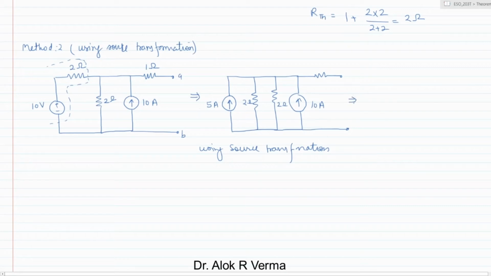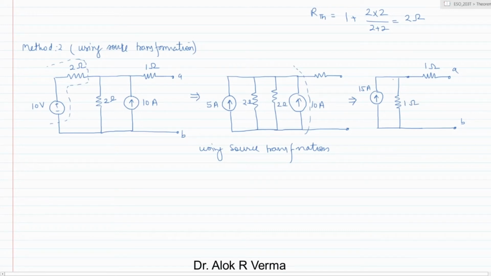Now the two current sources are in parallel, so the current rating will get added up. So this current source will become 15 ampere, and these two resistors are in parallel, so the equivalent resistance will be 1 ohm. This is between these terminals, and then we have 1 and 2. So this is terminal A, this is terminal B, 1 ohm, 1 ohm, 15 ampere.